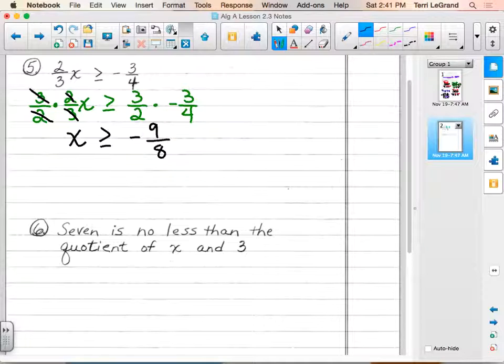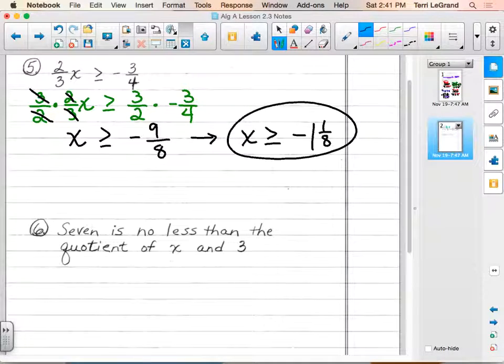That is an improper fraction, so we're going to rename that so that we can have a better idea of where that's at in the number line. A negative 9/8 is the same as a negative 1 1/8. So that's how we want to show it so that we're going to be able to represent it well on the number line. Okay, I'm going to be really picky here. You need to show me you have good number line sense.